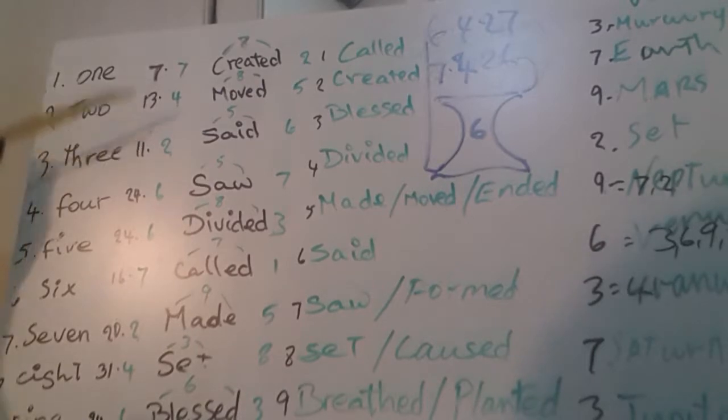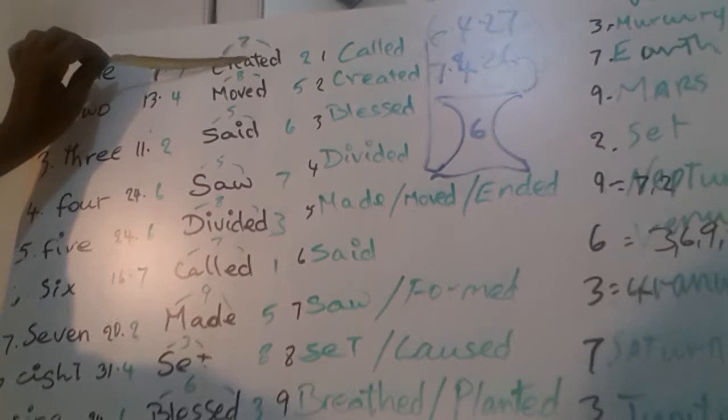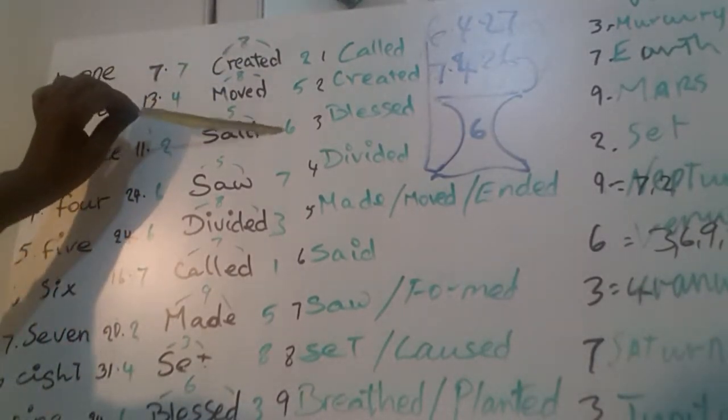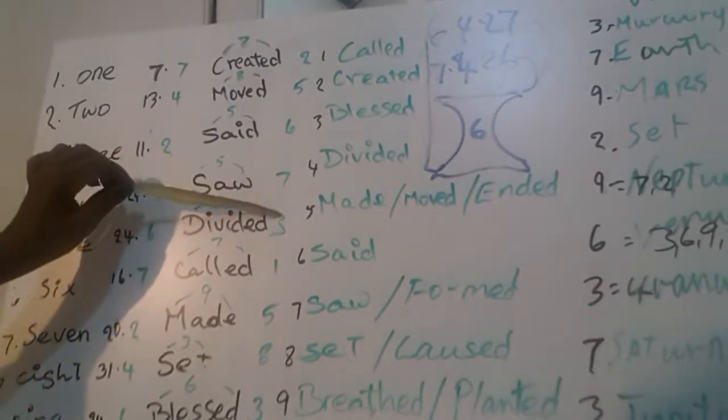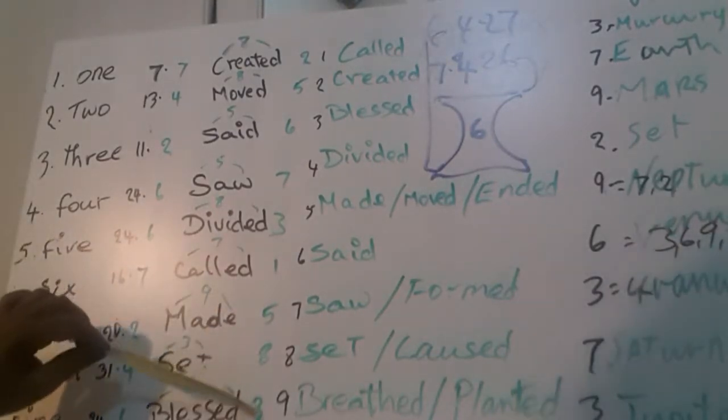So it's the first master number corresponding somehow with the created God right here too, because created equals 11, which is 2. So the moved God equals 5. The said God equals 6, of course. I know this is another equation we have here, but let's concentrate on the saw God, 7, divided God is 3, the called God is 1, made God is 5, set God is 8, and blessed God is 3.